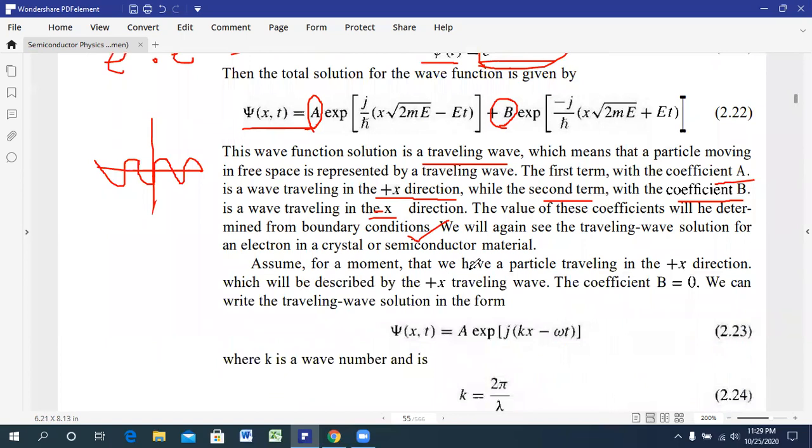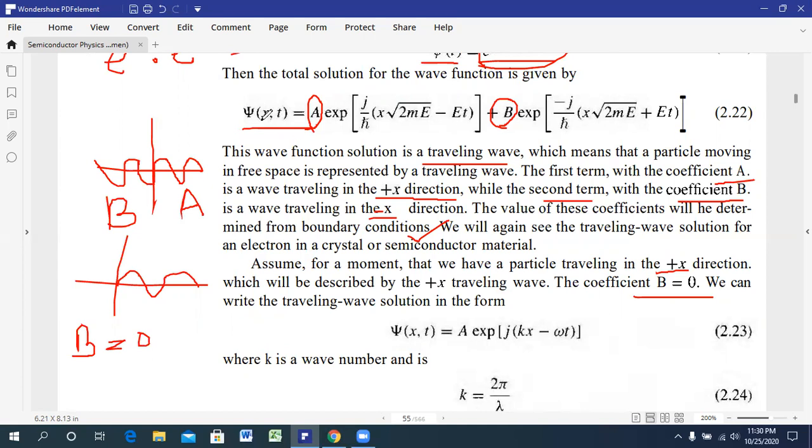Now assume for the moment we have a particle moving in the x direction. That means we are considering that our wave is moving only in these directions. If the traveling wave for the plus x direction has constant a, and for the minus x direction has constant b, then for simplicity, if this traveling wave is only moving in the plus x direction, the value of b should be equal to 0, isn't it? So the coefficient of b should be equal to 0.